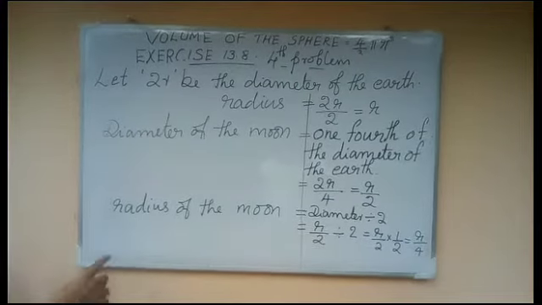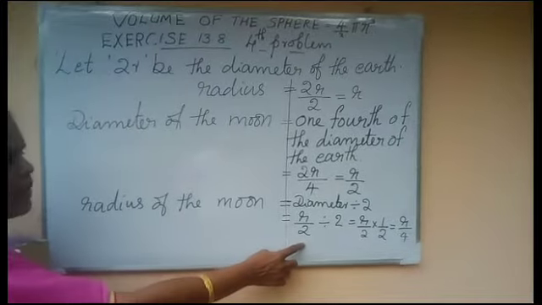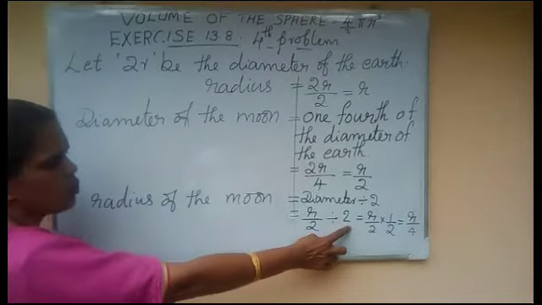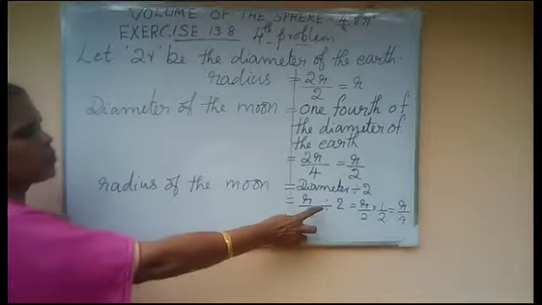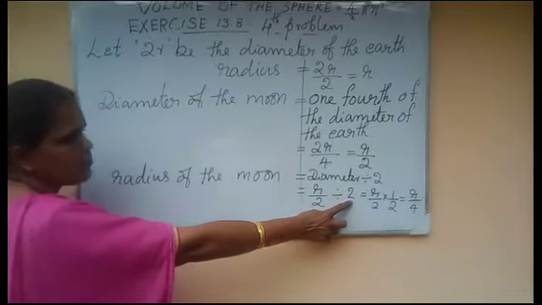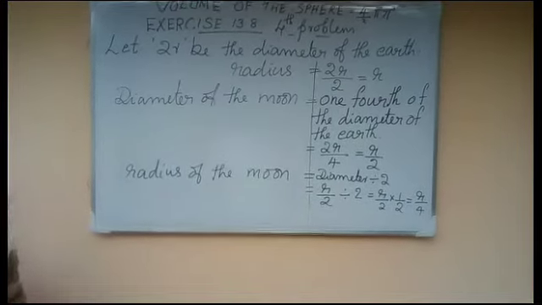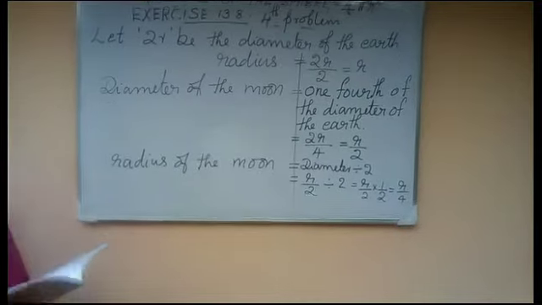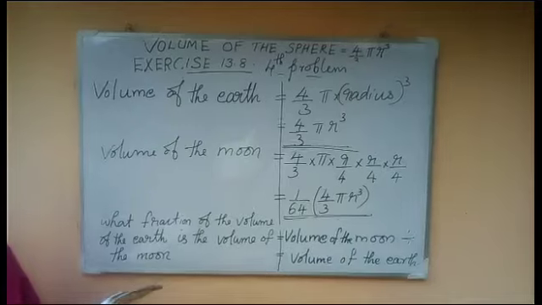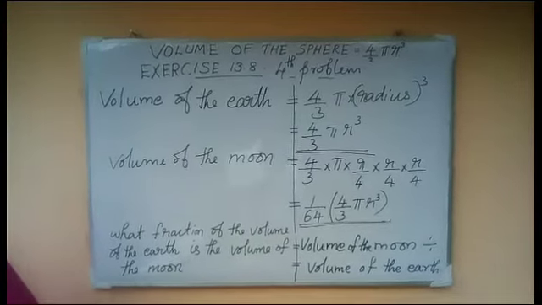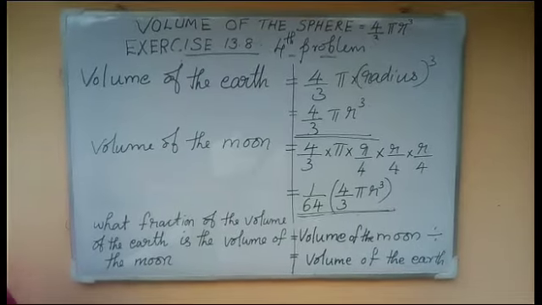So what will be the radius of the moon? Half of the diameter is radius. So it is r by 2 divided by 2. So the reciprocal multiplication r by 2 into 1 by 2, that is r by 4. And look at the question. What fraction of the volume of the earth is the volume of the moon?